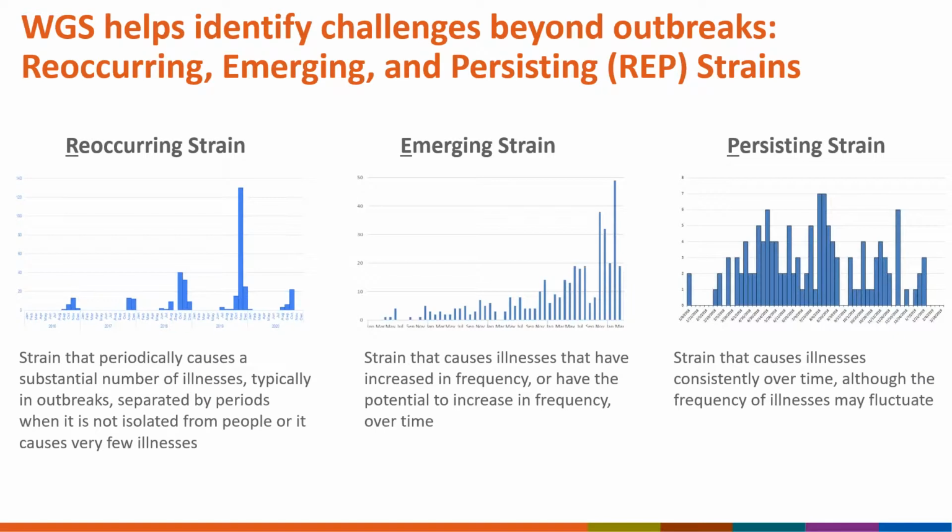And as we started to do whole genome sequencing, we also started to identify these trends that are called reoccurring, emerging, and persisting strains that we couldn't identify with PFGE, because in some cases PFGE just didn't provide enough discrimination for us to really see these trends. So reoccurring are those strains that occur periodically with a substantial number of illnesses and are typically identified as outbreaks year after year. Emerging strains are those strains that we see increase in frequency, and then persisting strains are those strains that cause illnesses consistently over time with some fluctuation.